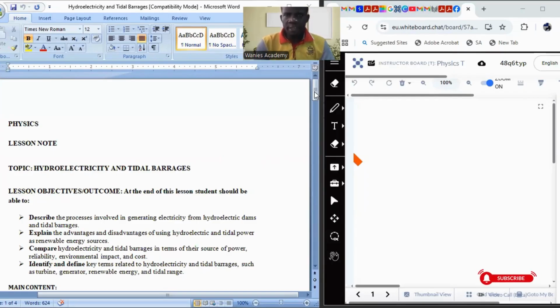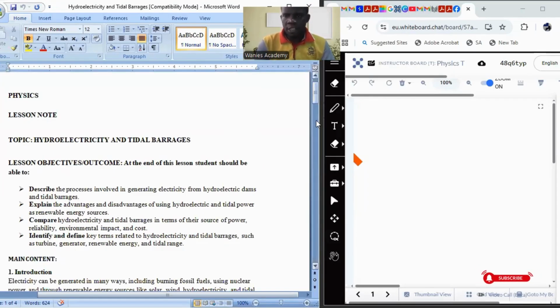In our last lesson, we started with this important topic, talking about how electrical power is generated. Today, we're looking at another topic under that series. And so the topic we're considering today is hydroelectricity and tidal barrages.